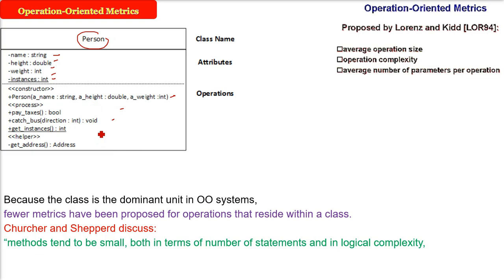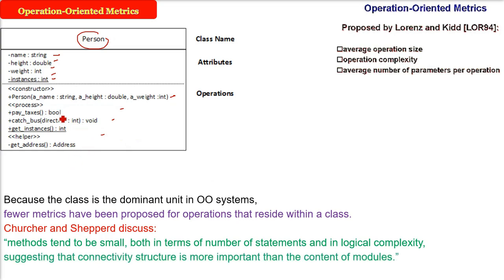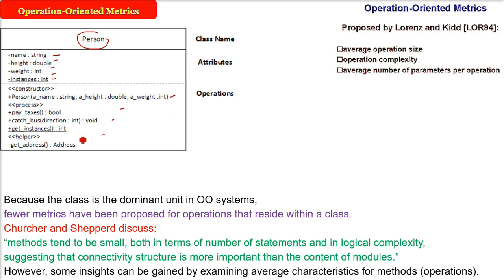Churcher and Shepperd discuss, for example, just write a function. The methods tend to be small, both in terms of number of statements and in logical complexity. This suggests that connectivity structure is more important than the content of modules. So what is inside the module is not that important. The connectivity structure of these methods inside a class and outside the class is more important. However, we can gain insights by examining the average characteristics of a particular method or operation.